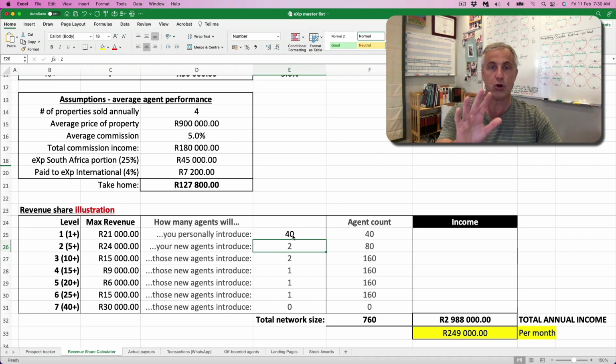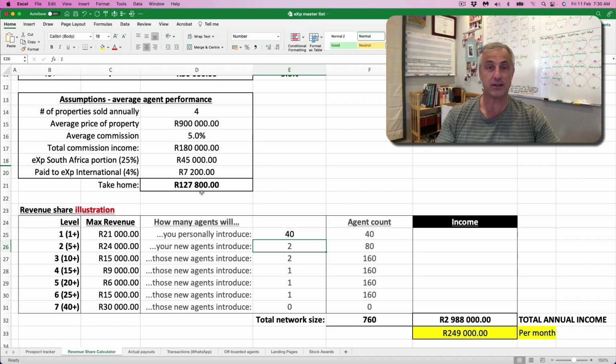So could you, with some serious intention, over the next 5 years, over the next 10 years, sponsor 40 people personally, 25 of whom will be active agents? And if that's what you do with the kind of growth we do see down into these networks, you would be earning 250,000 Rand a month. And that's with the average agent only doing that.